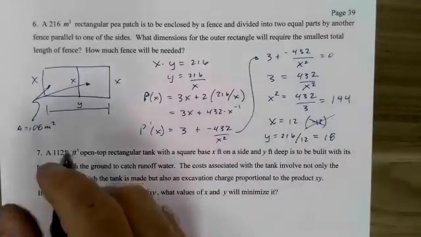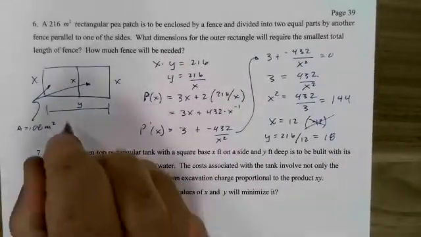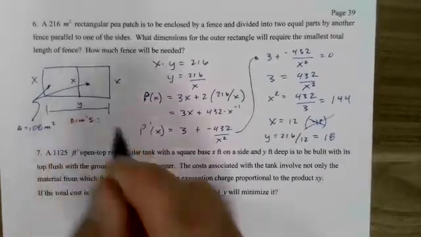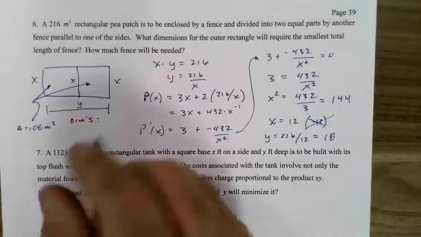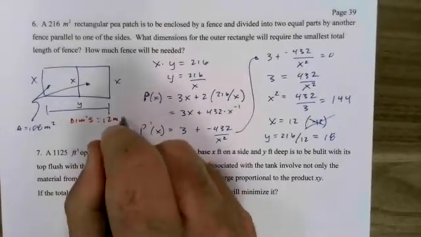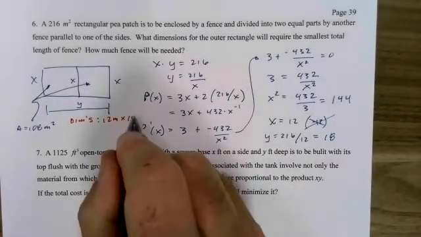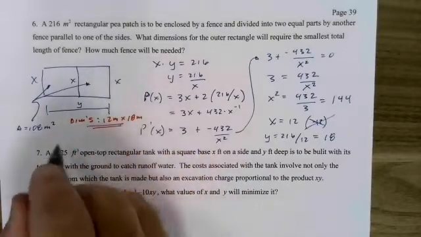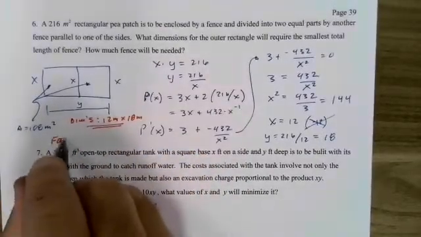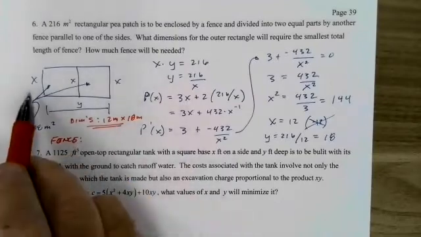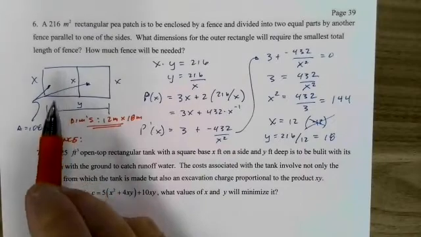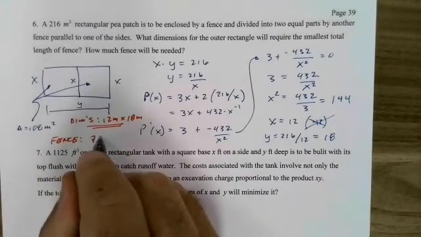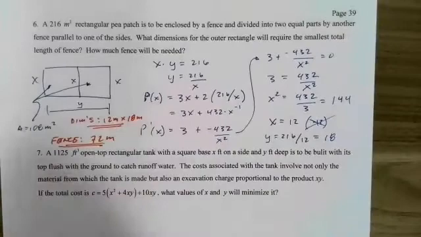And our dimensions: 12 meters by 18 meters. Fence: 3 times 12 is 36, plus 2 times 18 is 36, 72 meters. Love these problems.